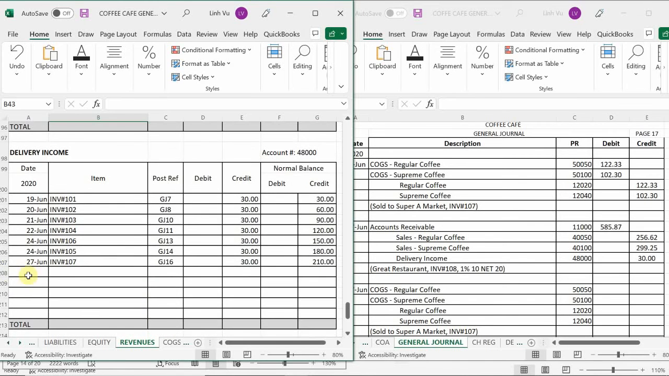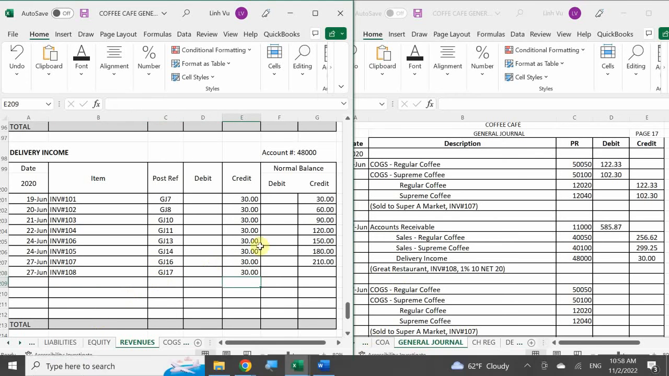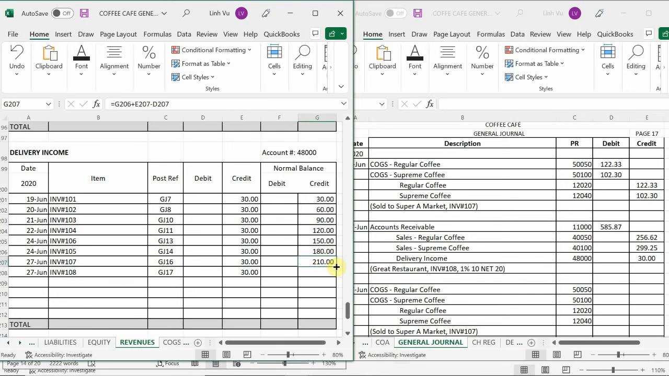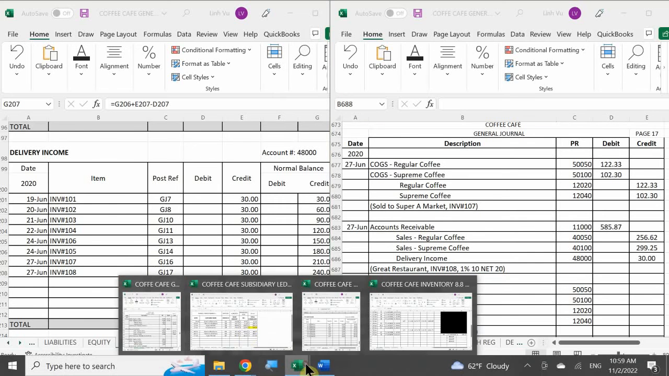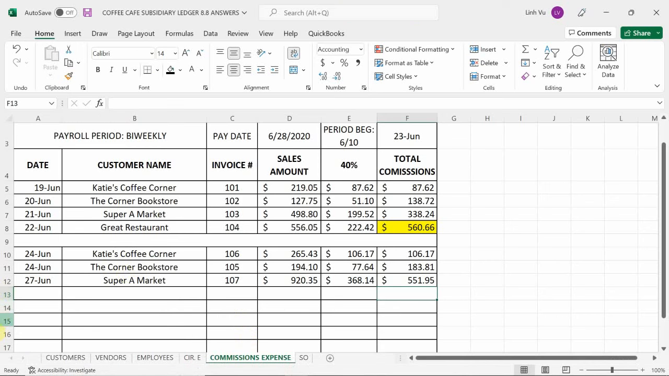Here you go, delivery income for invoice number 108. It's 240. Yes. Okay. So we did the journal. We did the ledger. Now we need to update the subsidiary ledger.